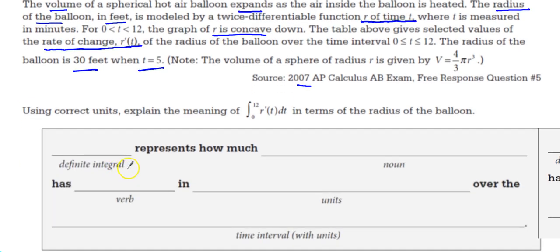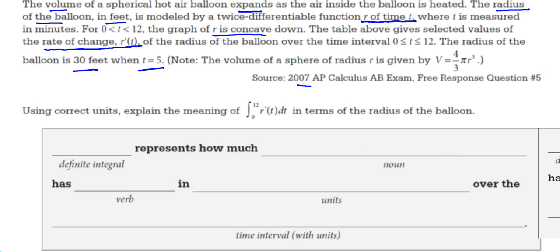Using the correct unit, explain the meaning of the integral from 0 to 12 of r prime of t dt in terms of the radius of the balloon. Okay, again, when you did the previous example, we were already given negative 23. Here you are not given the answer. You are only given this expression. So what does this expression represent? Is it the rate of the radius or the radius alone?